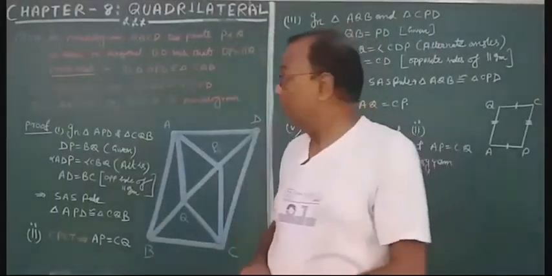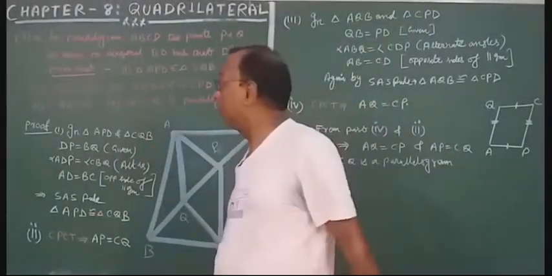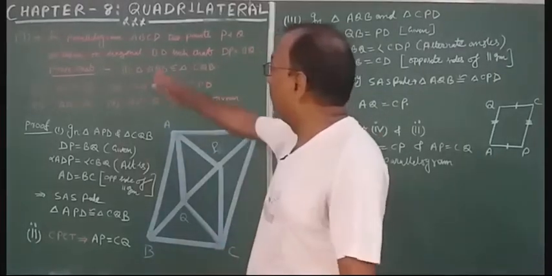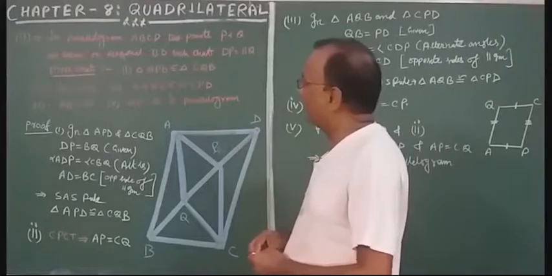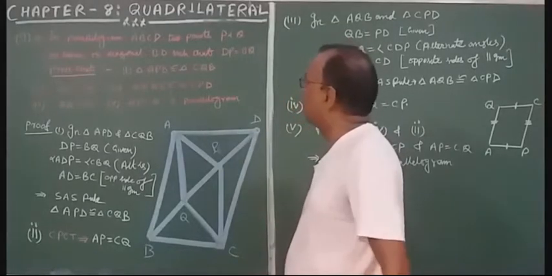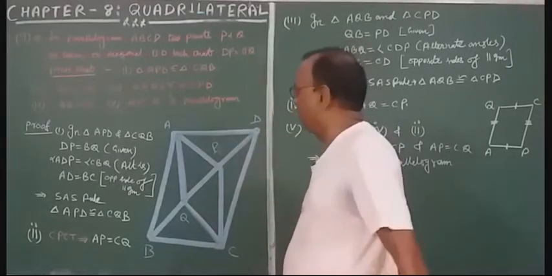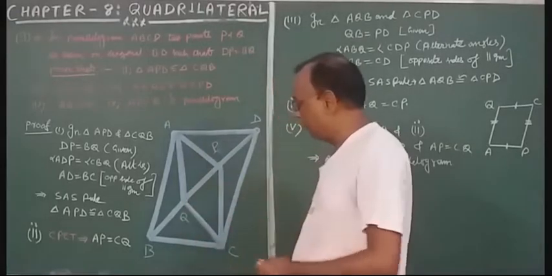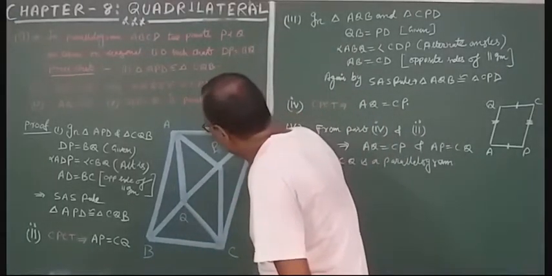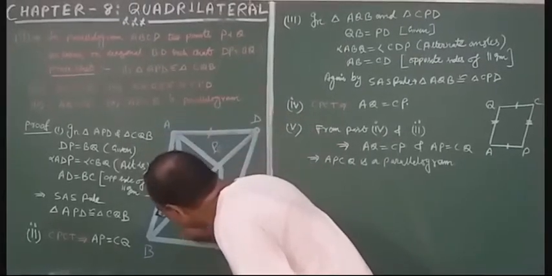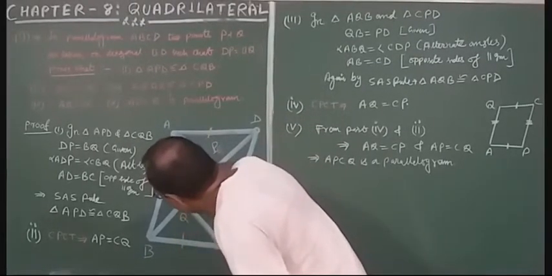Now just look at this question number 9. In parallelogram ABCD, 2 points P and Q are taken on diagonal BD such that DP is equal to BQ. This is a parallelogram. Therefore, its opposite sides will be equal.